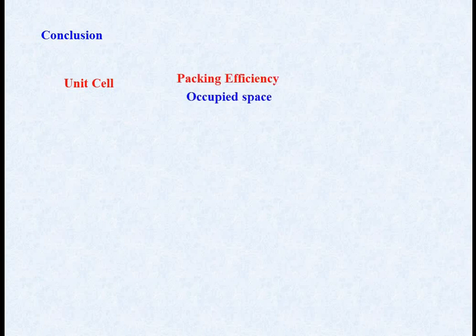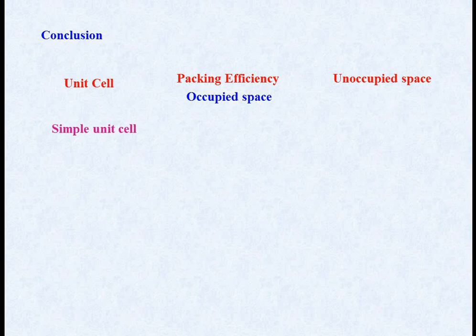Now the conclusion from all these derivations. The packing efficiency is the occupied space, and sometimes the examiner does the trick by not asking for the packing efficiency, but asking for the unoccupied space. The unoccupied space can be calculated by subtracting the packing efficiency from 100. So that's why I am concluding this topic also.